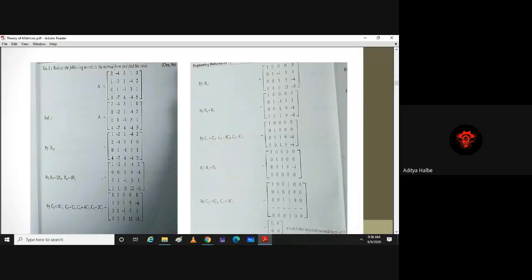So C3 plus C2, then C4 minus 3 times C2, then C5 minus C2. What we will get is 1, all other entries 0, then 0, 1, with the other entries 0, then 0, 0, 1, 9, minus 4, then 0, 0, 1, 9, minus 4. Can you tell me the next operation? Go to this A33 position, make everything below it 0. What is the obvious operation? R4 minus R3.